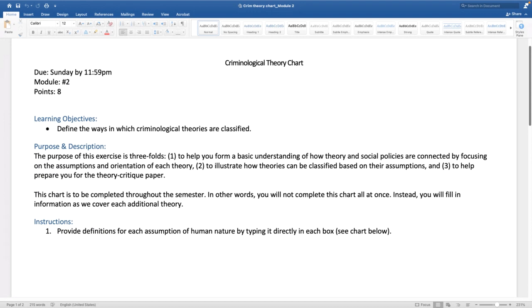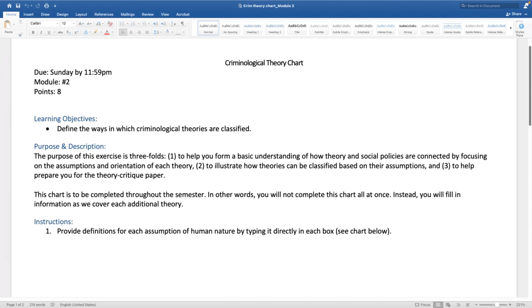The purpose of this video is to provide you with an overview of how to complete this chart. So let's begin by reviewing its purpose and description. The purpose of this exercise is threefold. Number one, to help you form a basic understanding of how theory and social policies are connected by focusing on the assumptions and orientation of each theory.